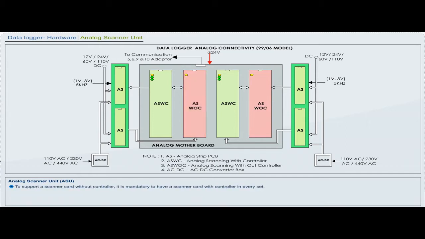To support a scanner card without controller, it is mandatory to have a scanner card with controller in every set. Analog input capacity of analog scanner unit is equal to 16 channels. To support further 16 channels from 17 to 32, we need one more set of with controller and without controller cards.